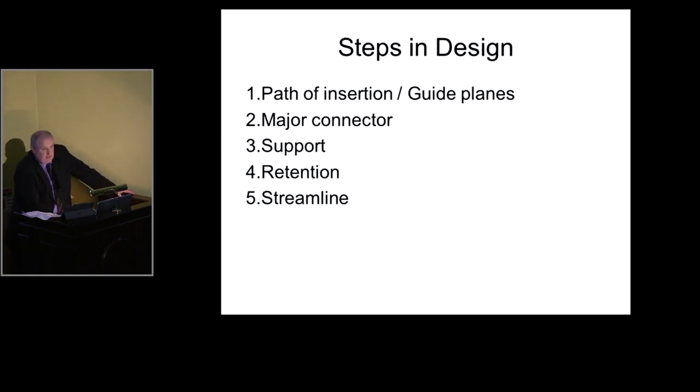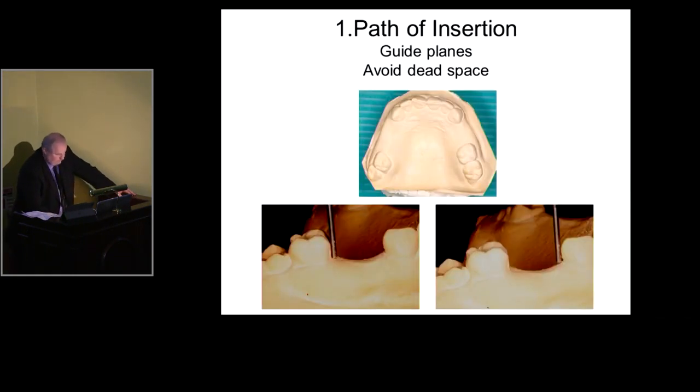So what are the steps in an RPD design? These are the steps. Path of insertion, which utilizes the guide planes, major connector, support, retention, and then when you've done that, is there anything you can eliminate to streamline your design? So, path of insertion, guide planes. This is what we want. We want that there is no space between the distal of the tooth and where the RPD will go in, the mesial of the tooth and where the RPD will go in. If there's a big undercut in there, you might consider doing a tooth preparation.